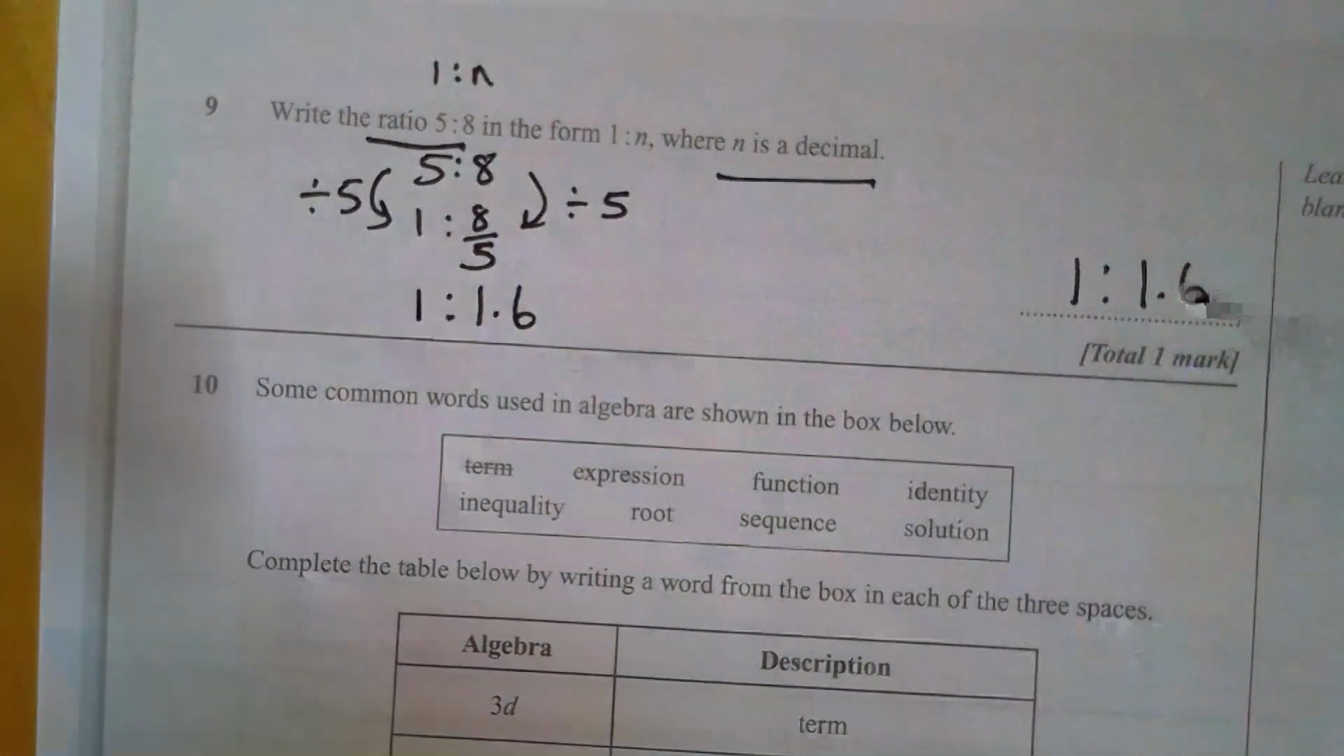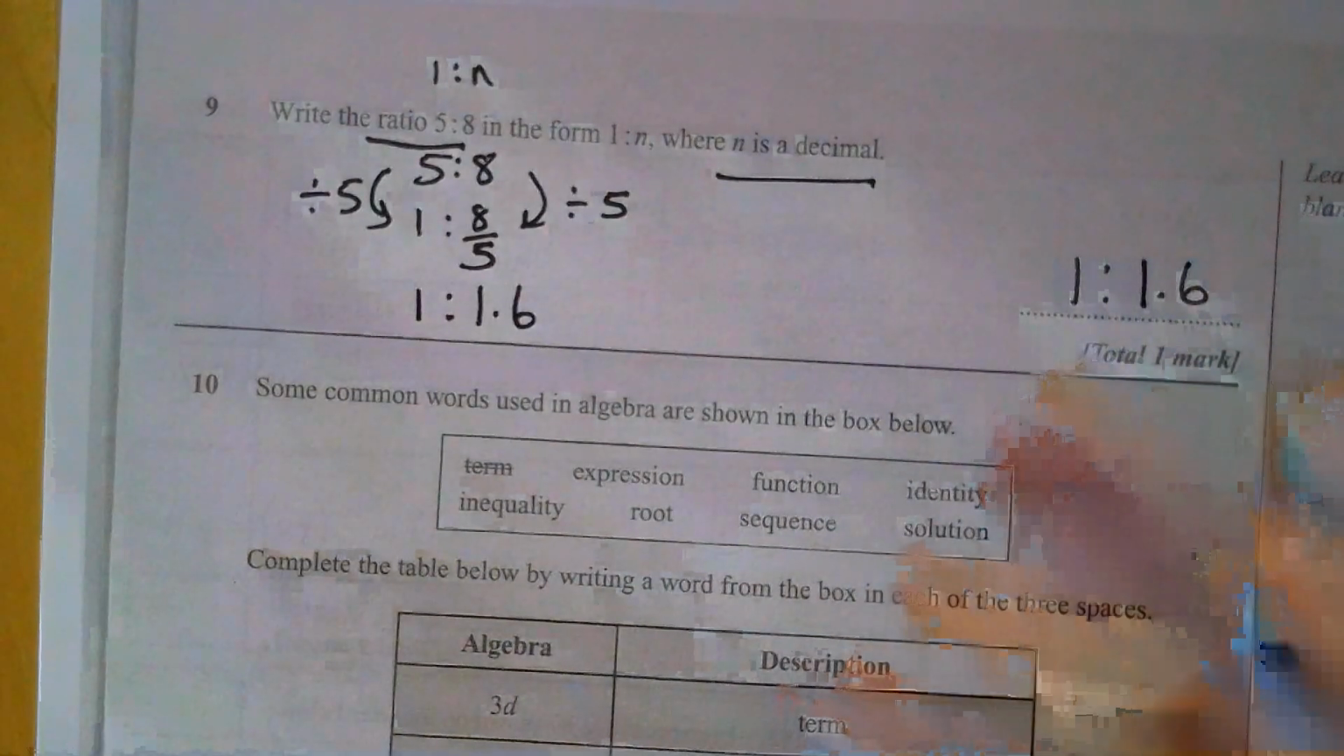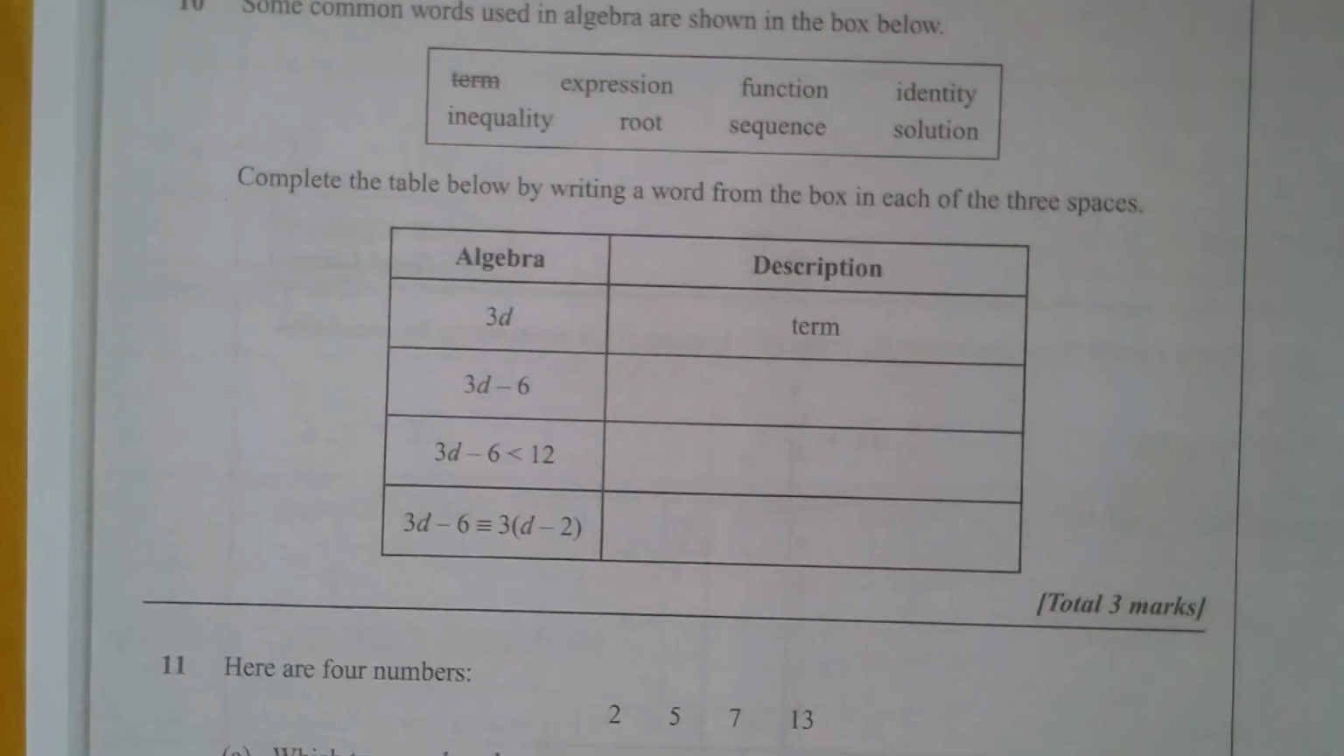And we need to write the ratio in the form. We can't just put 1.6, we have to put all of that ratio dots. We're told ratio, we need to make sure it's ratio.